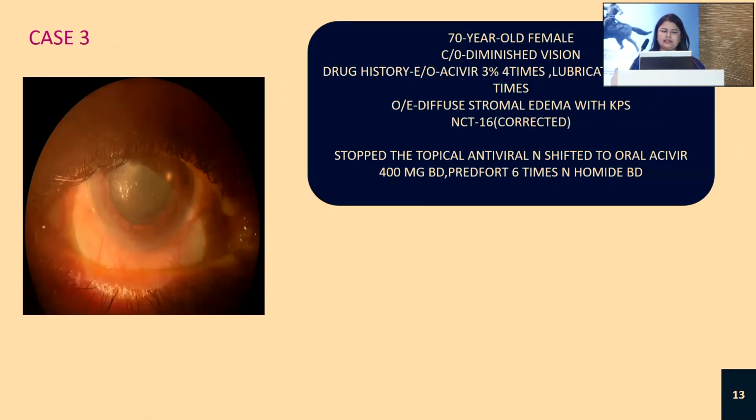This is another very simple case, but this patient was being treated by another colleague of mine when they came for a second opinion. The patient was already on topical antiviral drugs and lubricating eye drops, and you can see there was diffuse corneal edema with KP. So I stopped the topical antivirals and shifted the patient to oral acyclovir. Somehow I felt that this patient might be having a recurrence, and I started the patient on steroids and homatropine.